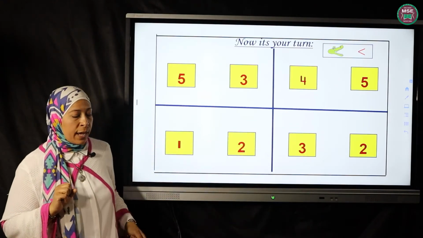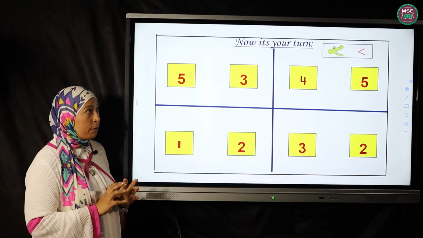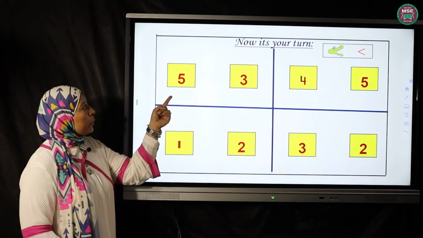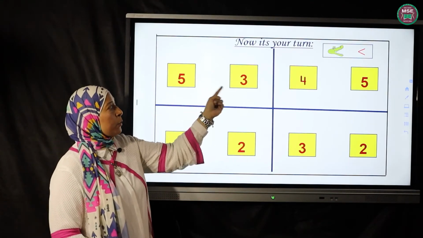Always remember that the alligator wants to eat the bigger number of fish. Let's go to the first exercise here. This is number 5, excellent. And here we have number 3.